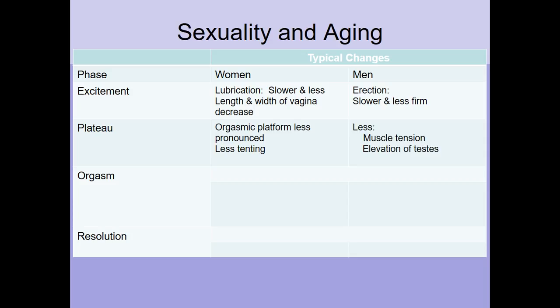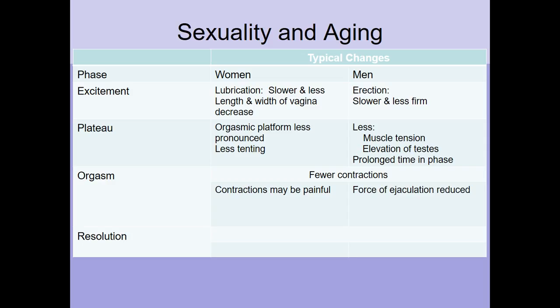Men, less muscle tension also, and their testes don't elevate as high as they once did. It may take longer to move from the plateau phase for a man who's, let's say, 70 than it took him when he was, let's say, 20. There are fewer contractions for both sexes during orgasm, so it's perceived as a shorter orgasm. And the contractions might be painful for some women, and for men, the force of the ejaculation may be reduced. For some men, as they age, they may lose that sensation that they're about to ejaculate. It just sort of happens.